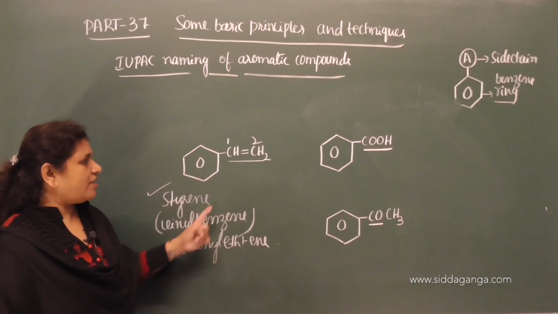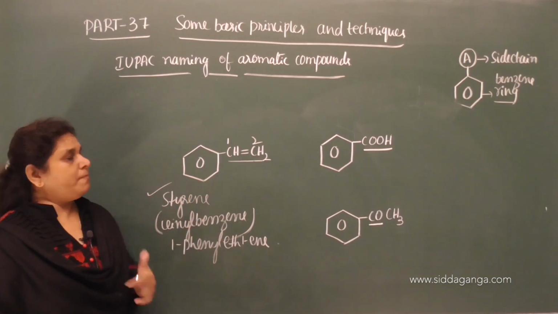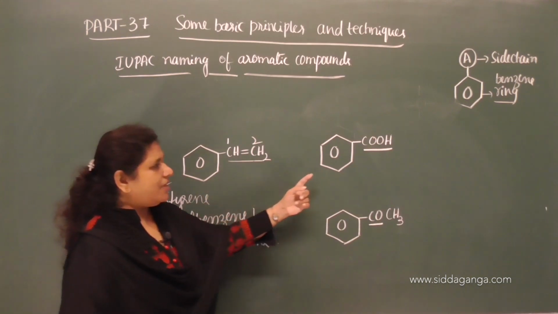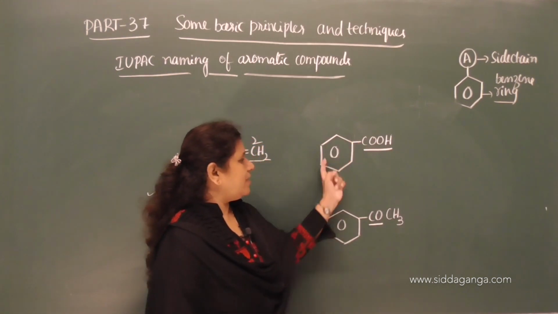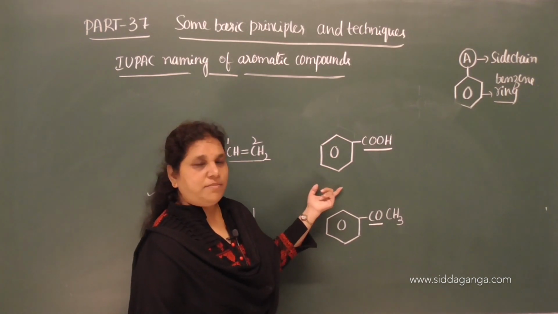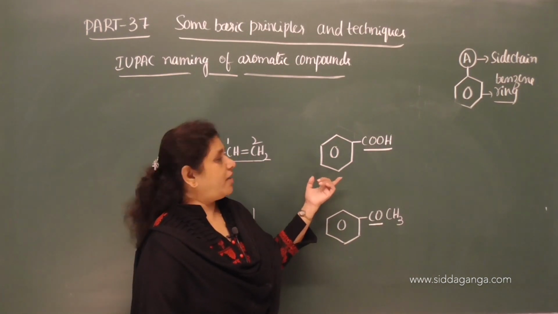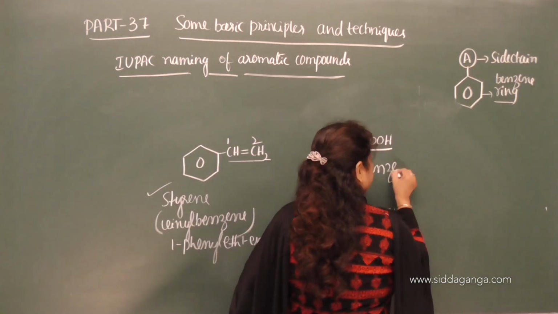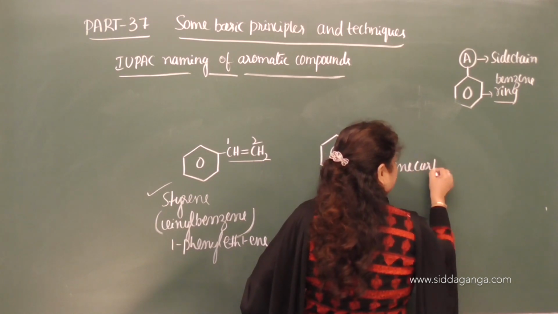So this is styrene, where we have a double bond in the side chain, then this acts as a substituent. Similarly here, the benzene ring is attached to COOH. I have already given the special name benzoic acid. Actually, benzene carboxylic acid.